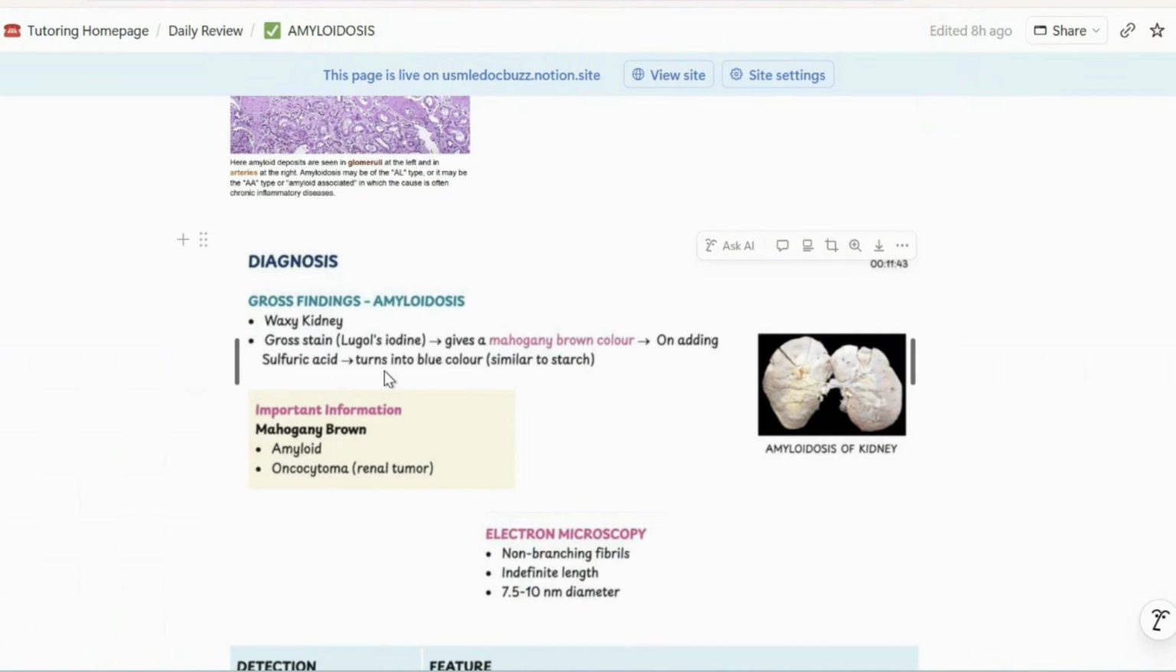The gross stain that they use is called Lugol's iodine, and this iodine makes it stain a mahogany brown color. What they saw is if they put some acid on it, then it turns a blue color. So it shows a similar finding to starches. It doesn't mean that it's storing starch, but it just shows that the color is changing. The iodine is changing the colors because of these extracellular materials.